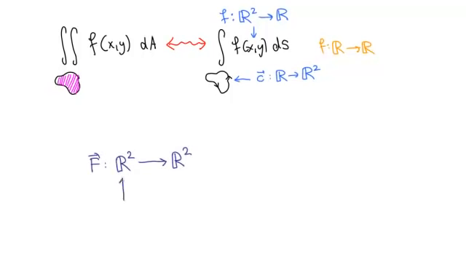Functions which have several inputs but also have several outputs. What do these kinds of functions look like? And why do we need to talk about them in order to see the connection between double integrals and line integrals? Well, let's handle the first part first. What do these functions look like?